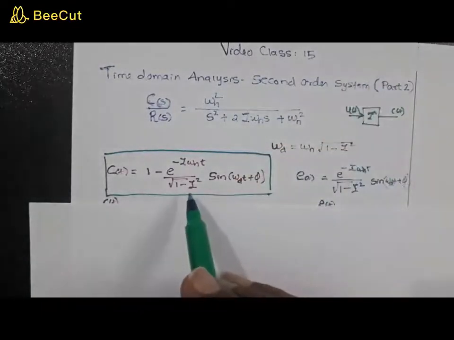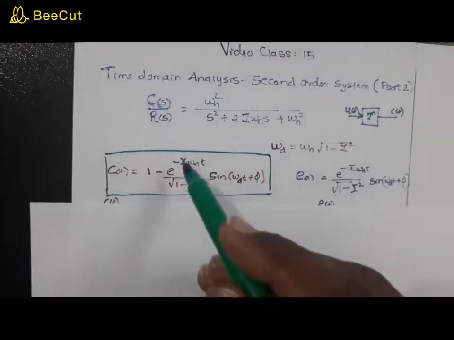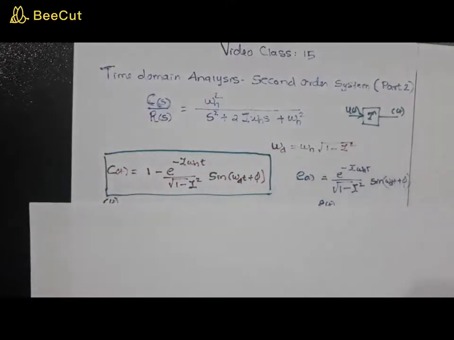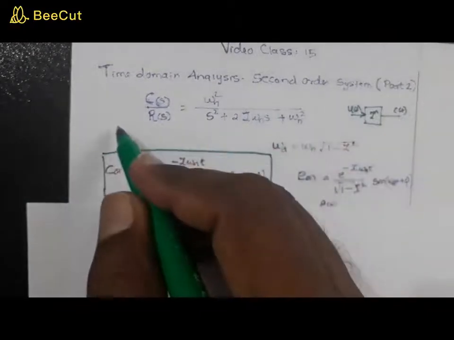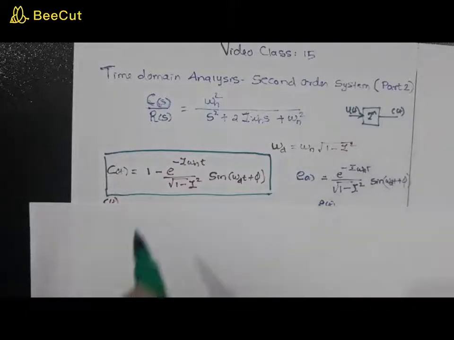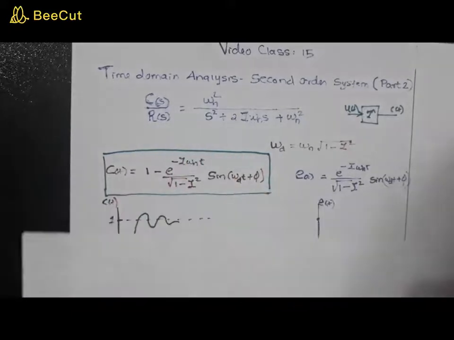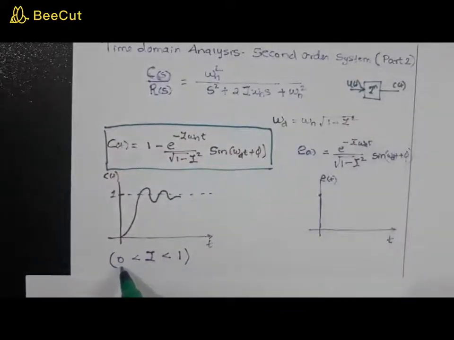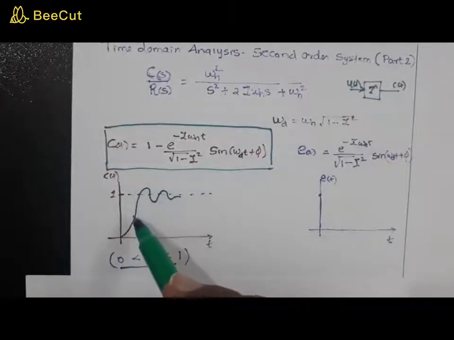Now this expression is by the assumption on zeta. Zeta we have called the damping ratio, and zeta is a positive quantity. We have also seen that there can be 4 cases that we will be studying: where zeta is equal to 0, zeta between 0 and 1, zeta equal to 1, and zeta greater than 1. Actually this is a result where we assumed zeta to be in between 0 and 1, and we have also drawn the response of that.